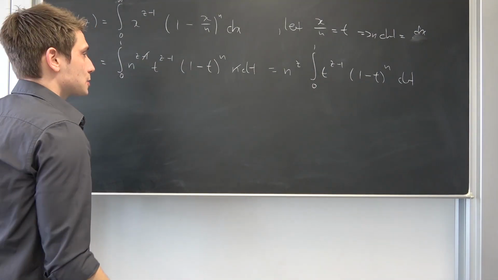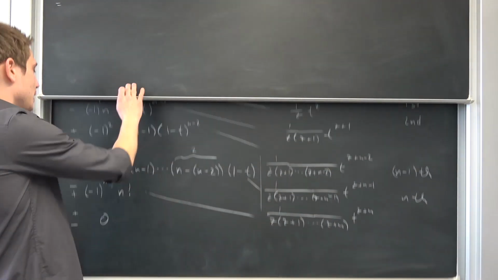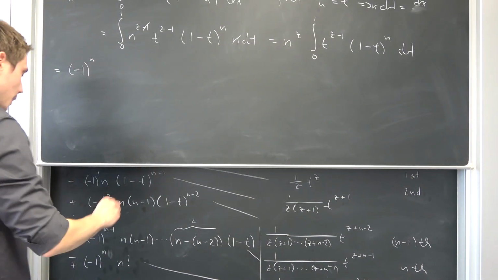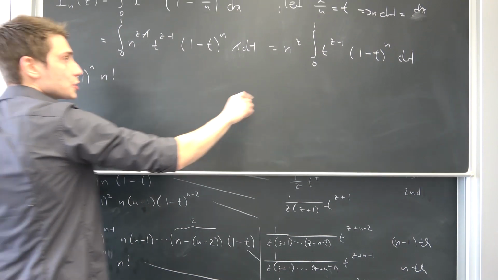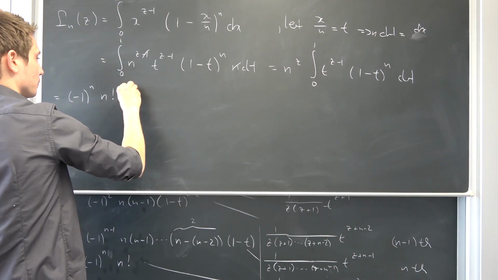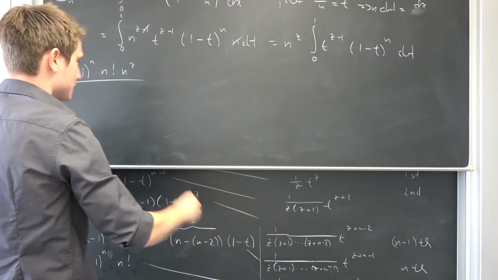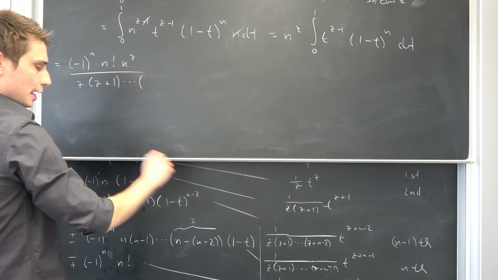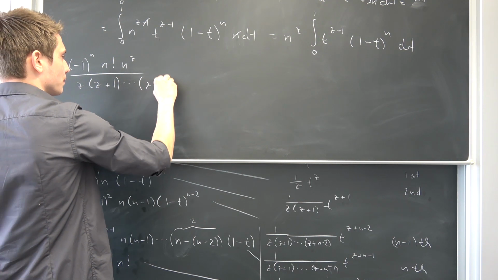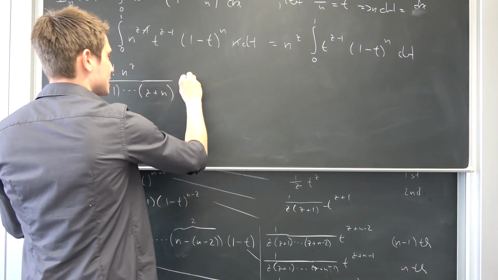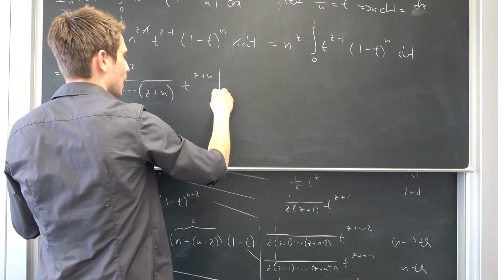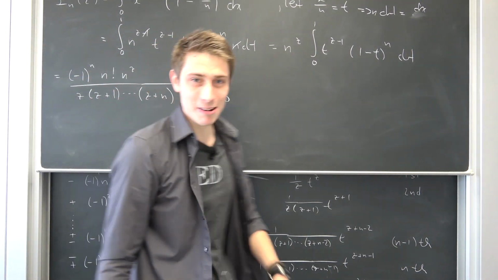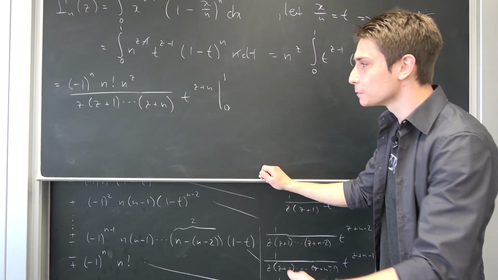Like I said, it's an absolute mess. We are going to end up with, okay, right now, this is negative 1 to the nth power times n factorial. Also, we had n to the z power over z times z plus 1 times dot dot dot up until z plus n times t to the z plus n power from 0 to 1. Holy, my boys and girls out there.